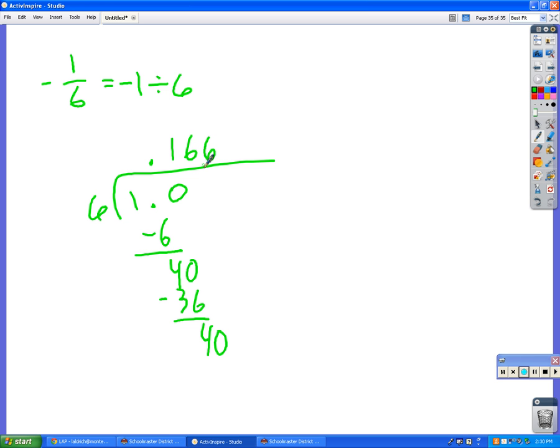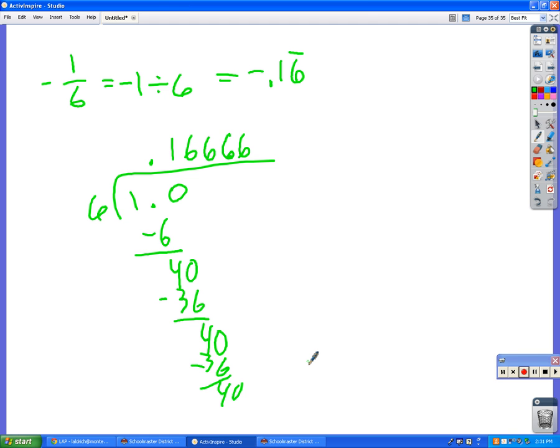And so what you should see is, since we're stuck in a little rut here, every time we do this problem, the remainder is going to be the same, so we're stuck in a loop. So we have 0.1666666 going on forever. And as most of you have said, we write that as 0.16 with a bar only over the 6. The 1 is not repeating, the 6 is.